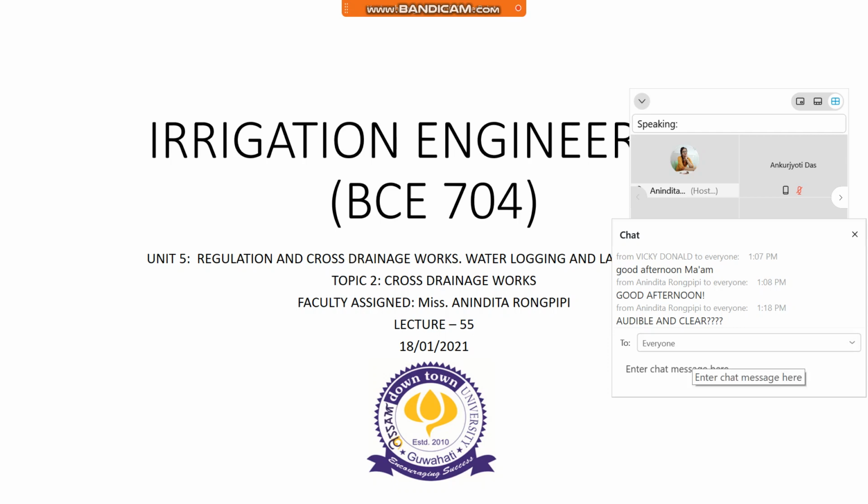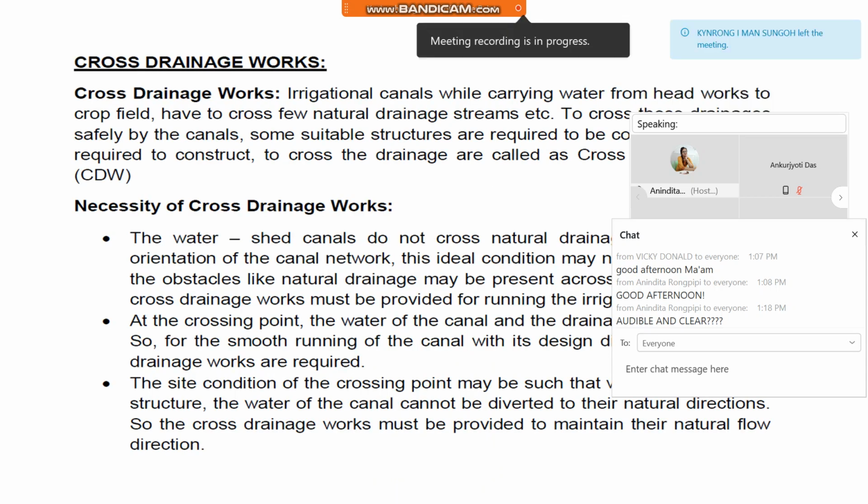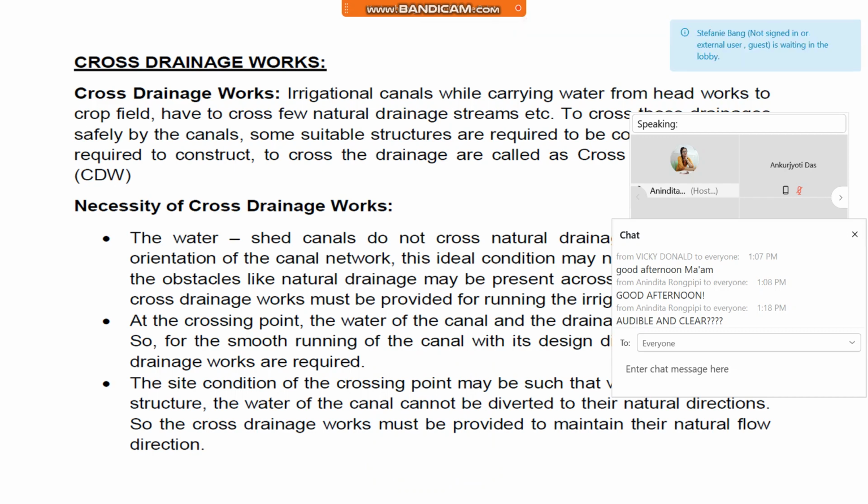So hello students. We'll continue again with topic number 2, that is cross drainage works. What are cross drainage works? Irrigation canals, while carrying water from headworks to the crop field, have to cross a few natural drainage streams, etc.